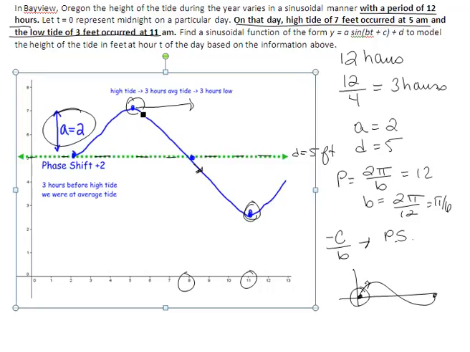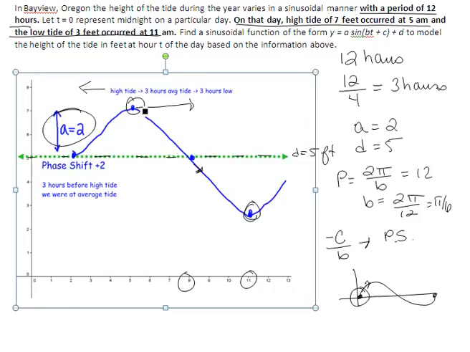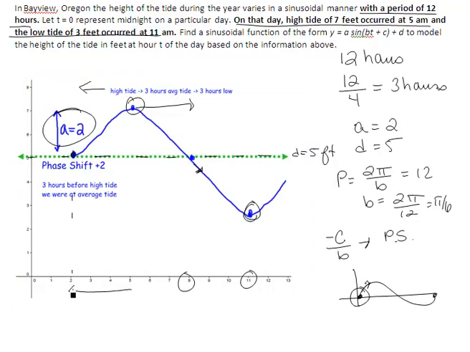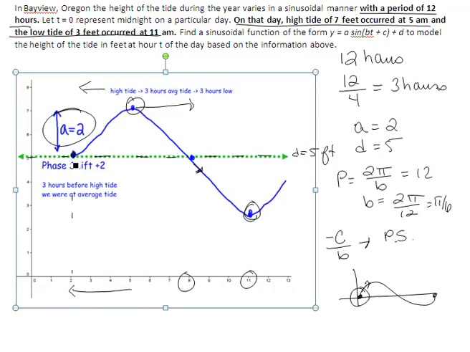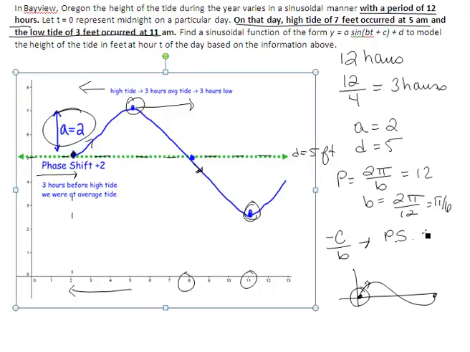So in order to find that appropriate value, we are going to go in the opposite direction, and we know that from this high tide that occurred at 5 a.m., with 7 feet, 3 hours prior to that, I would again be at my average value. 3 hours prior to that would give me 2 a.m. Therefore, I know at 2 a.m. my function is at the average value of a tide of 5 feet, and it's increasing through that maximum tide. Therefore, we know that our phase shift has to be equal to a +2.